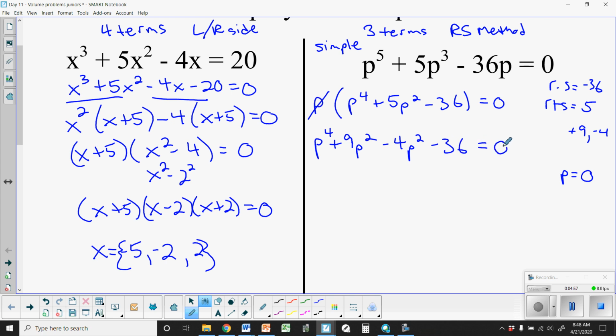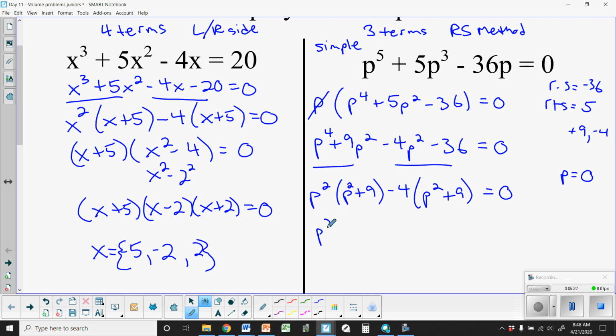So 4 terms, left side, right side. Same as what we just did. So we have p squared plus 9. Now we'll take out a -4. Whoops, I forgot to put a p squared here. I said it, but I didn't write it. Take out a -4. Can't take out any p's. So we have p squared plus 9 again. Notice how these processes should give us the same things each time.